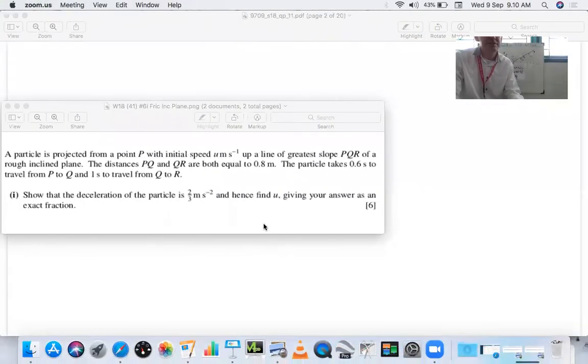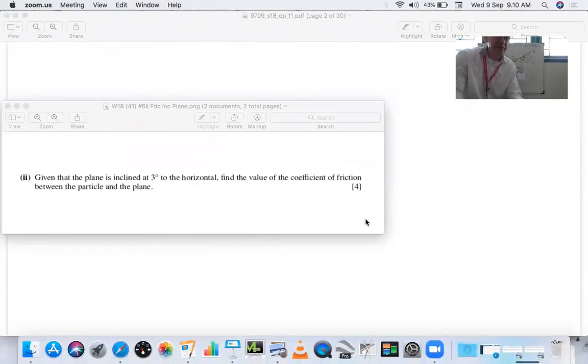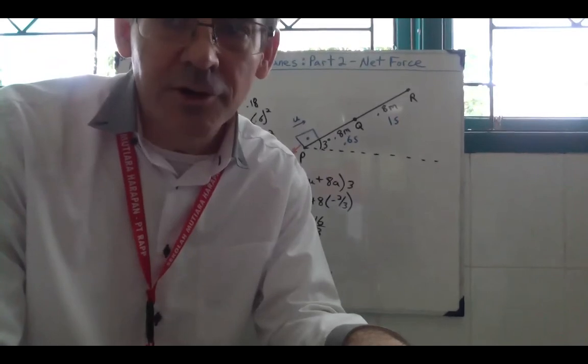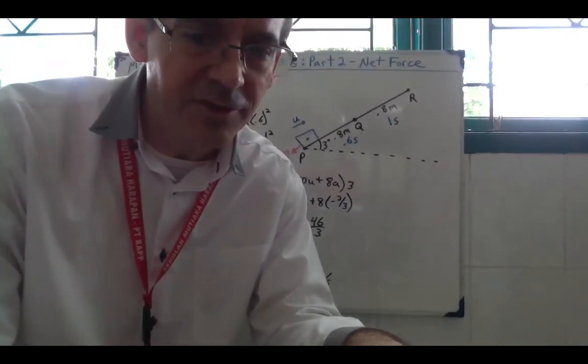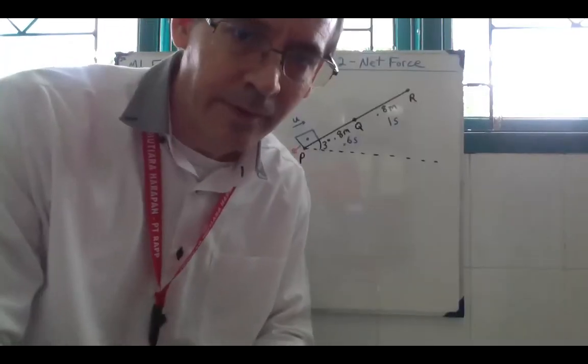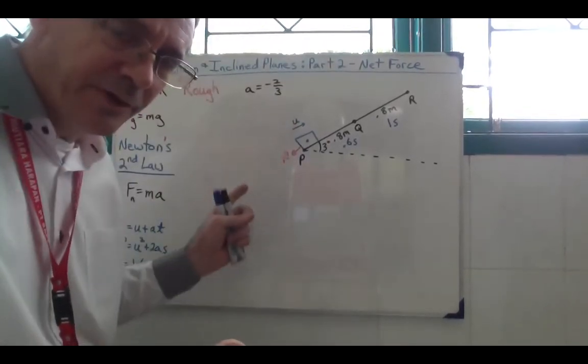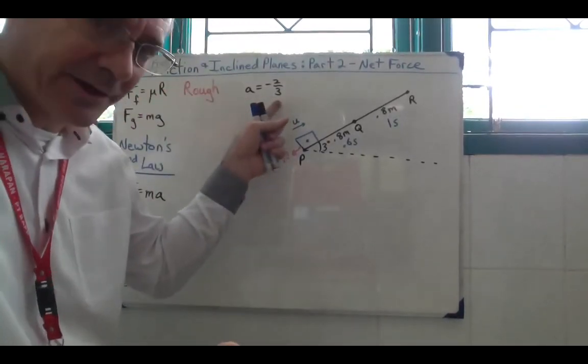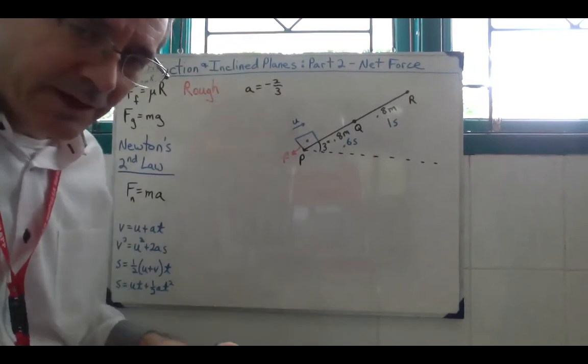Second part of the question says, given that the plane is inclined at 3 degrees, so now I'm going to put in 3 degrees here into our angle, find the value of the coefficient of friction between the particle and the plane. So I'm going to erase some of this so that we have some space. Okay, I erased the previous work. I did keep the acceleration, but I erased it so that we have room to work.